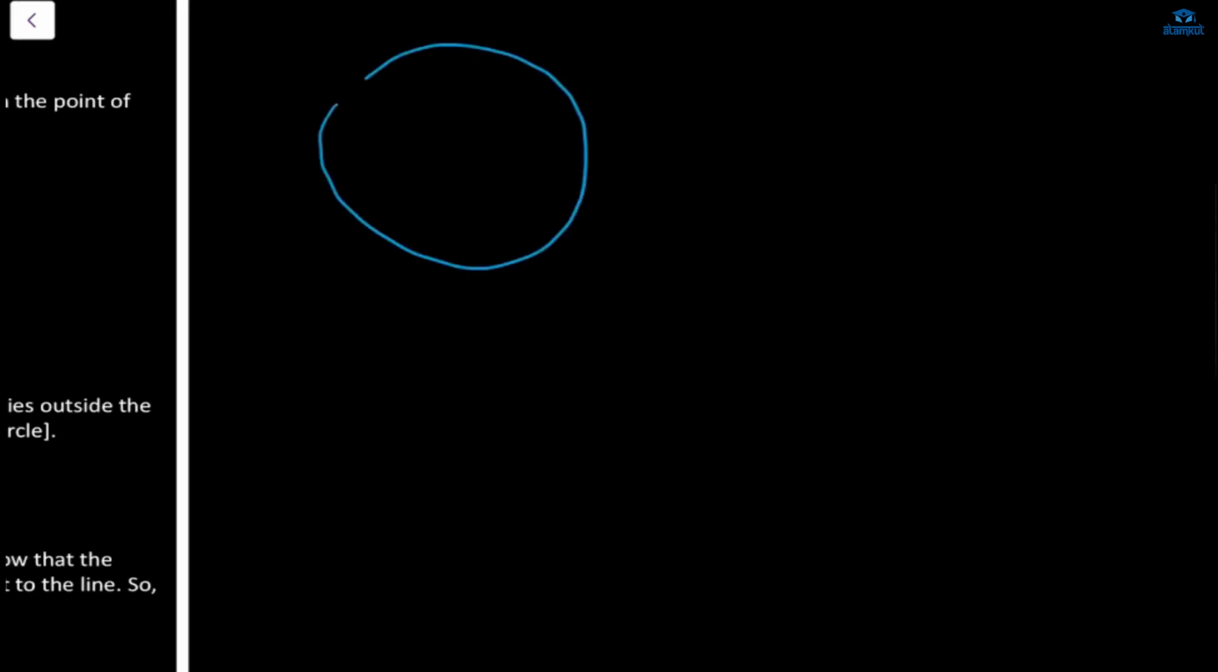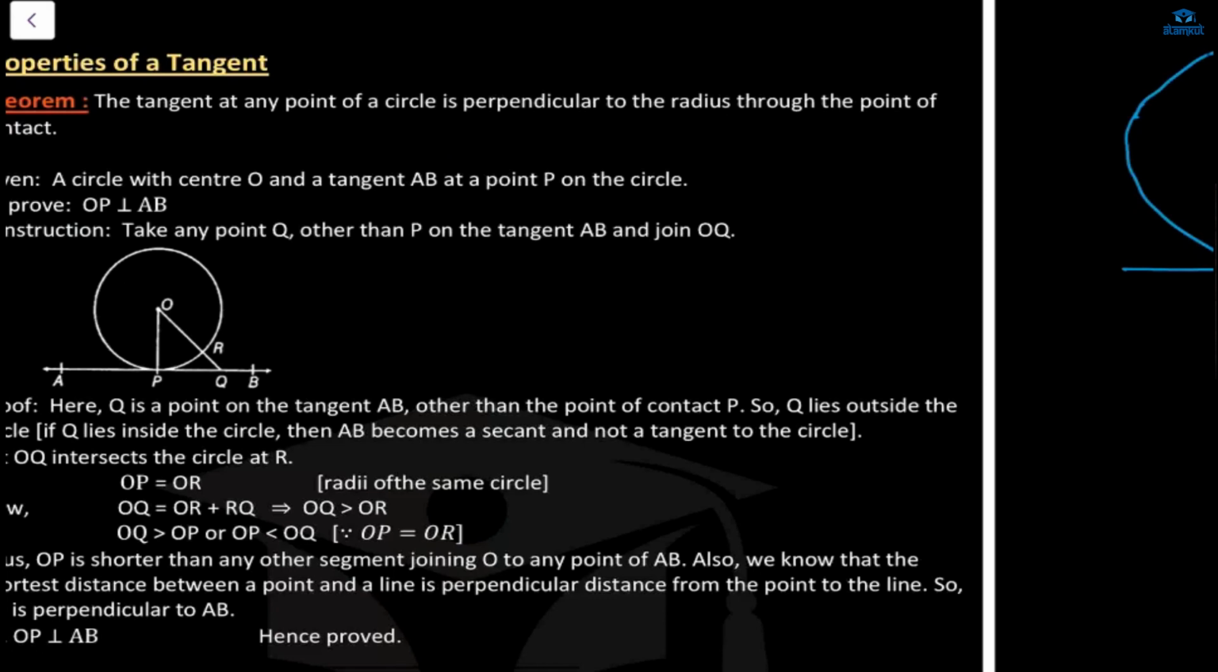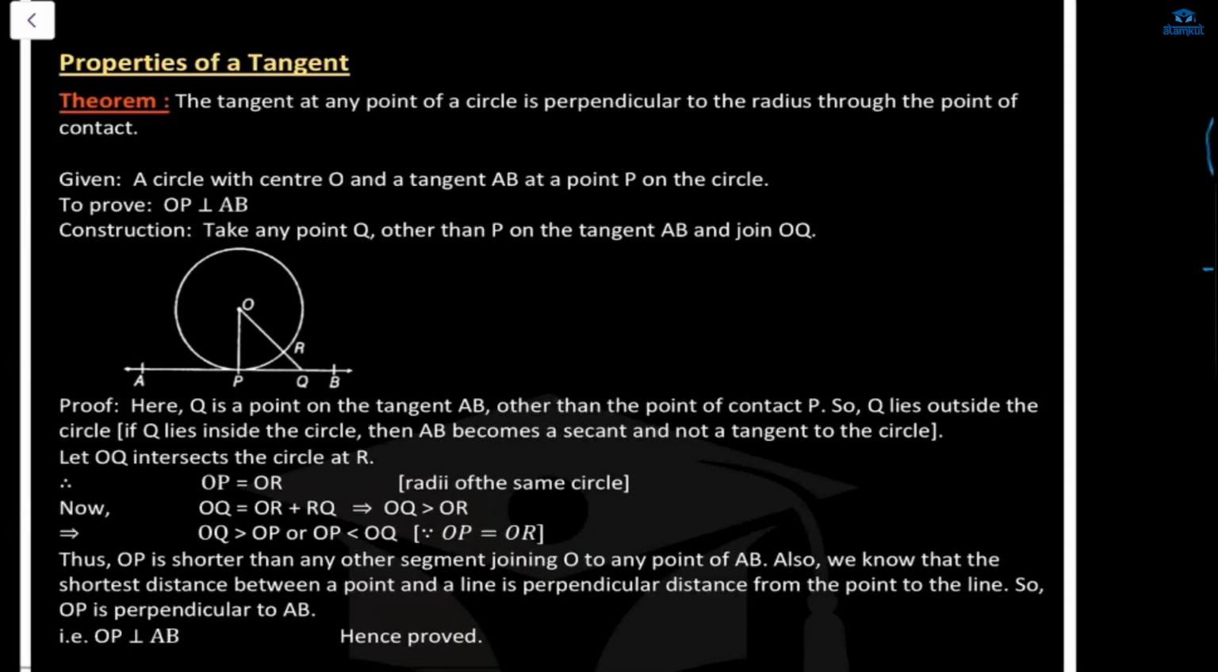Now this is your radius, and I am drawing a tangent here. So this tangent will be perpendicular to this radius. That is written here: a tangent at any point of a circle is perpendicular to the radius through the point of contact.